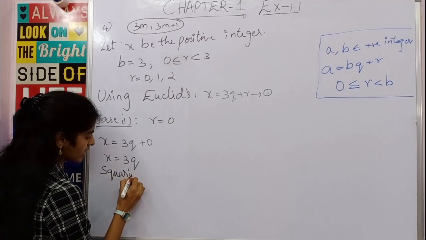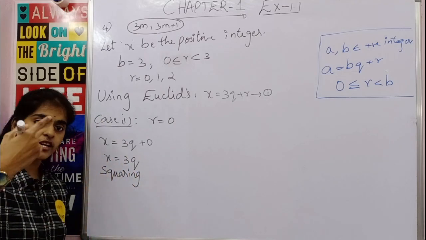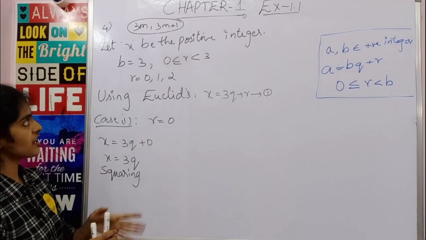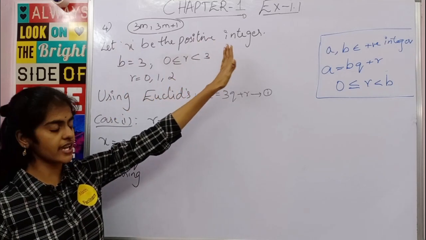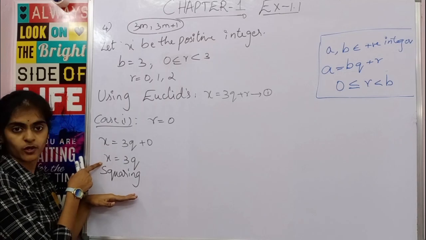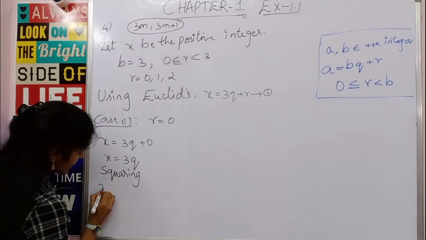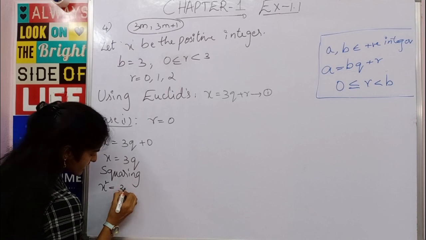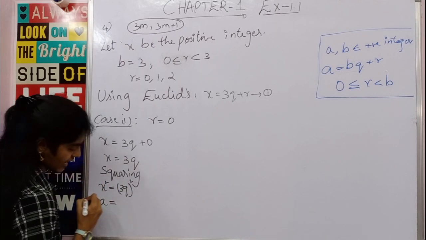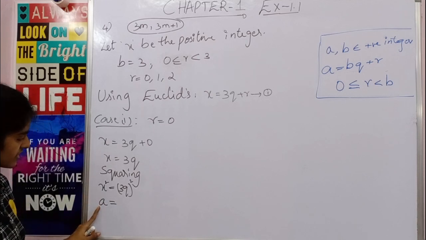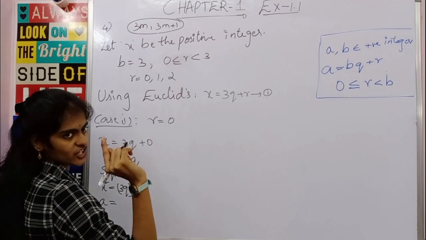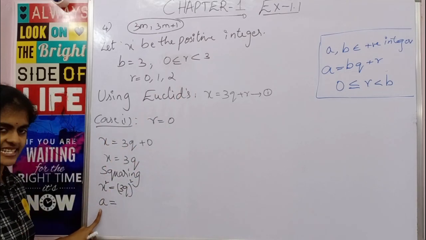Understood why I am squaring? Because you want the square of the positive integer. In the question it is given that you have to square the positive integer. Now you have taken the positive integer as x, so you have to square it to get this square. Now squaring, x square is equal to 3q whole square. So x square, let me take it as a. Understood now why I took it as x initially? So that when you square it, we can take it as a.